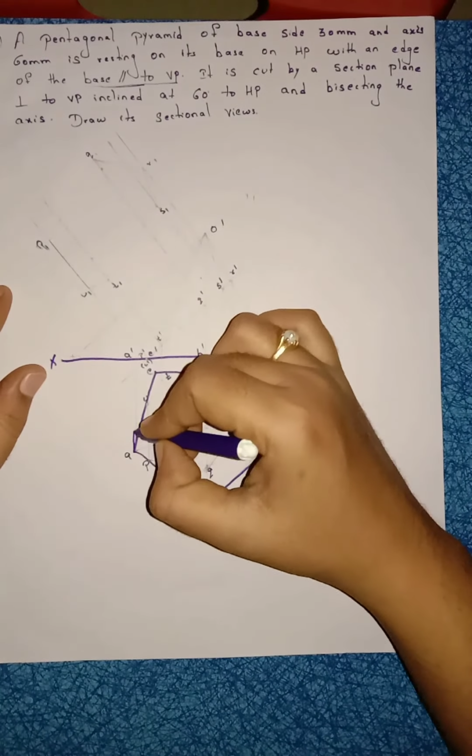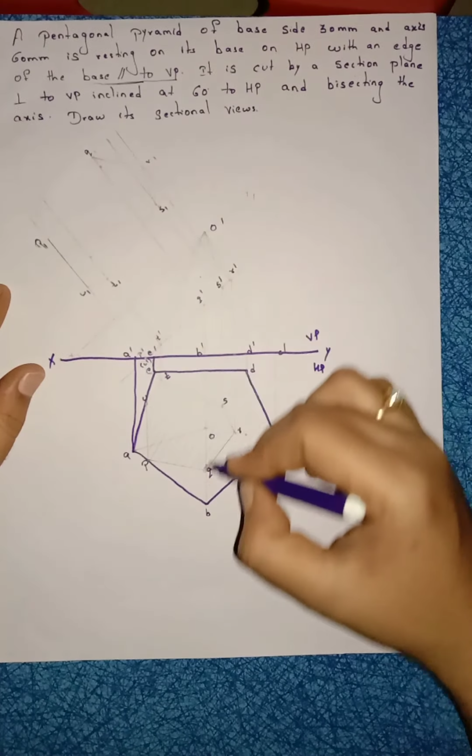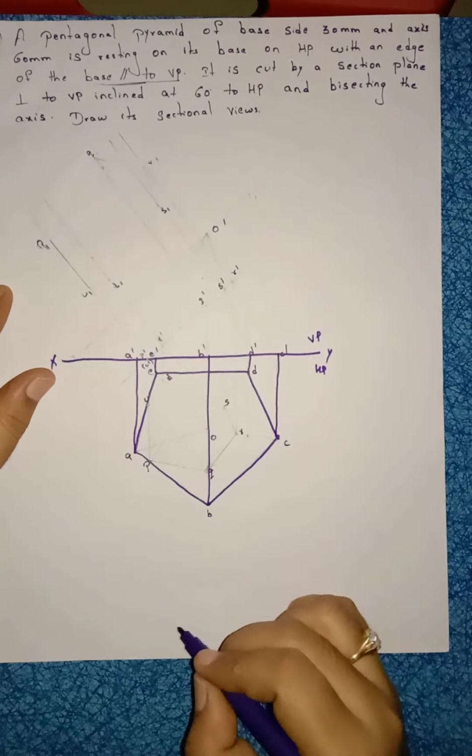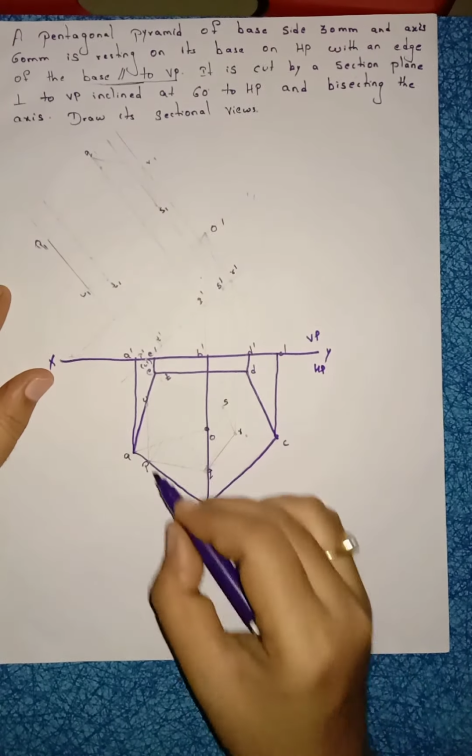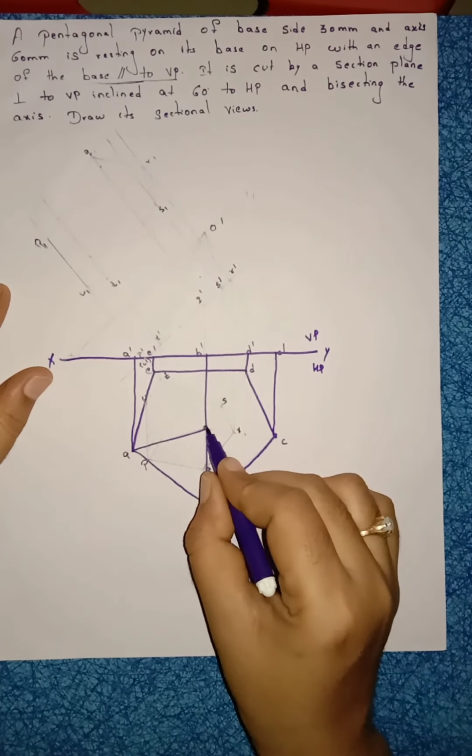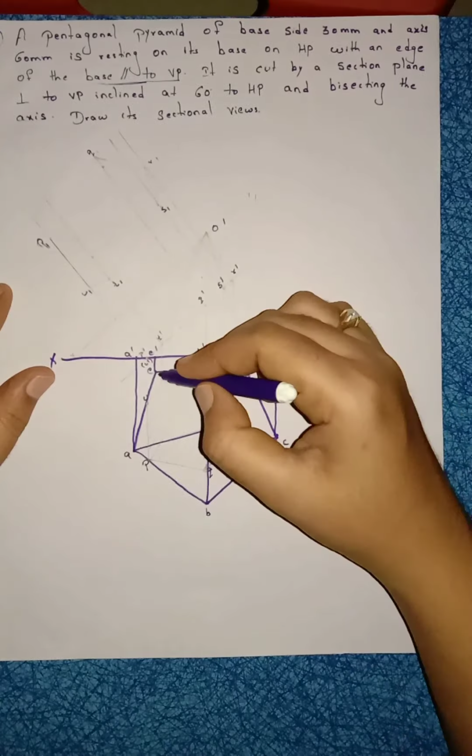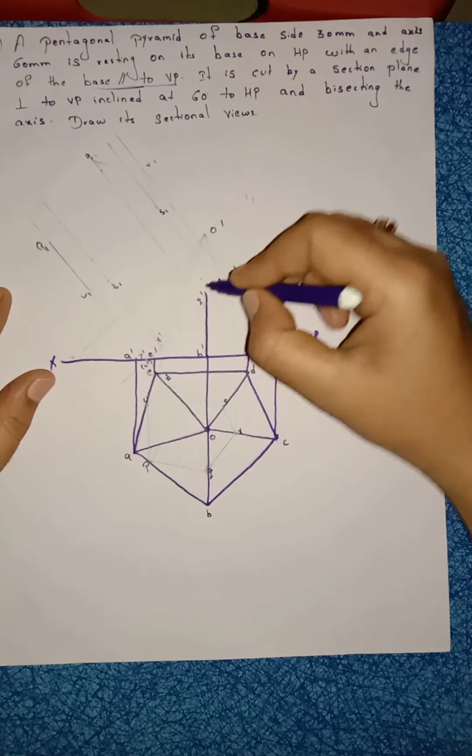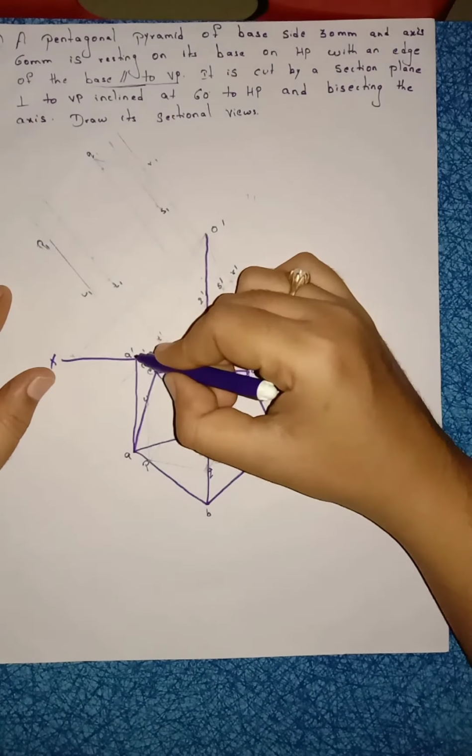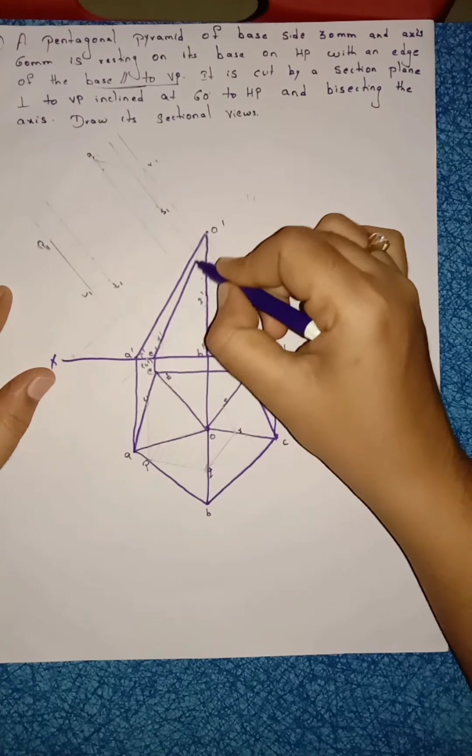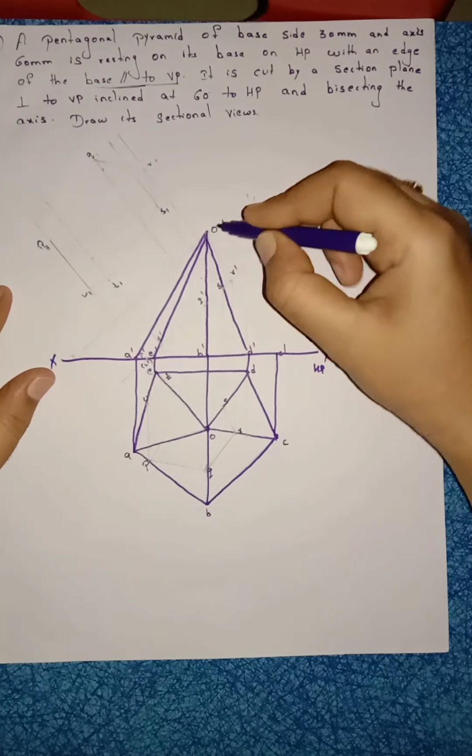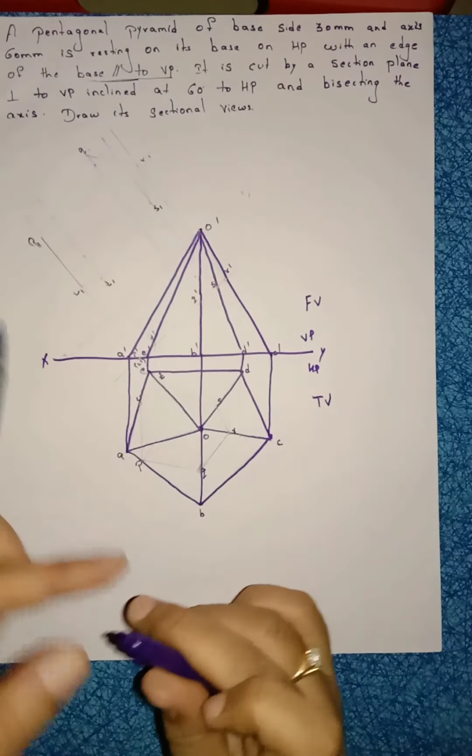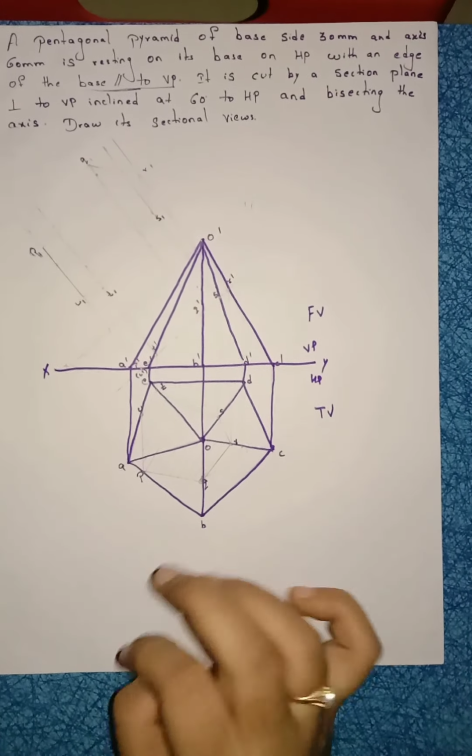Now from A, draw the projectional line. From E, from B, from D, from C, draw the projectional lines. Mark the midpoint of the pentagon. Join AO, BO, CO, DO and EO. After that, how much is the axis height here? 60 mm. Join A dash to O dash, E dash to O dash, D dash to O dash and O dash to C dash. This is the front view and this is the top view. This is the first part of the question.